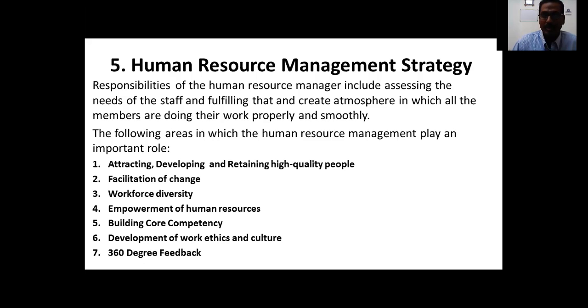Human resource strategy also plays a vital role, because whether it is marketing, production, operation, or financial, all these strategies are implemented by people. So the right people at the right place for the right job is very, very important when we plan. In the next class, we will discuss the human resource management strategy. So that's all for this class.